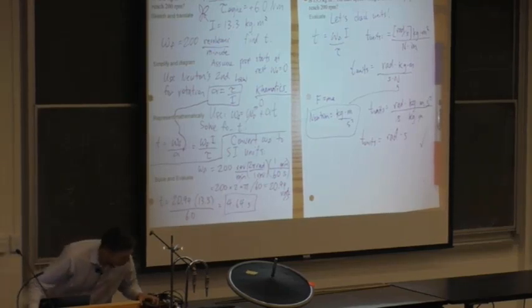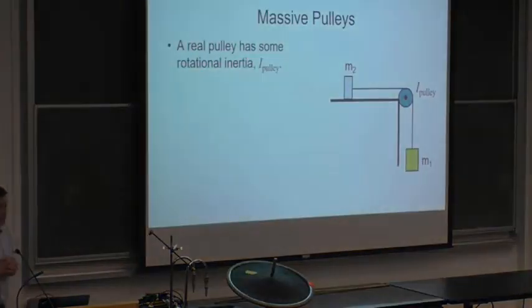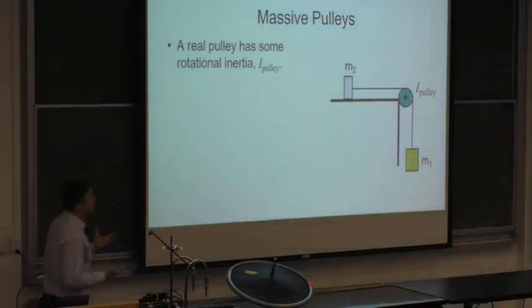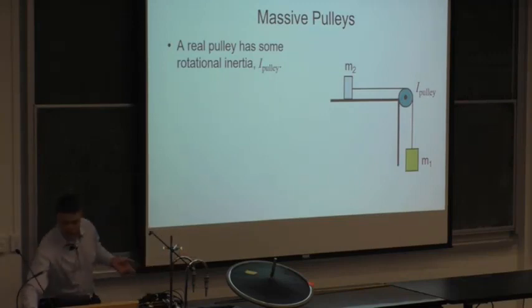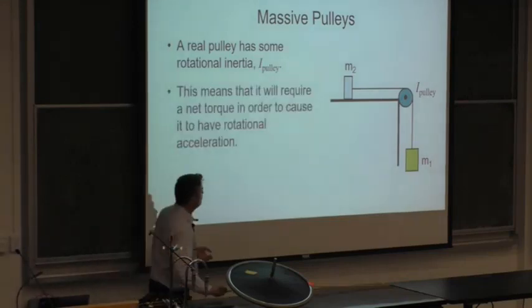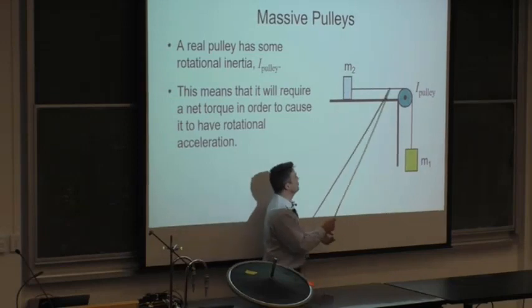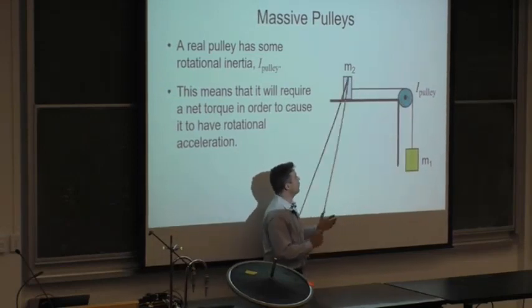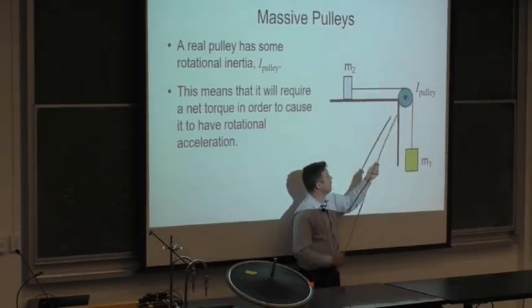Massive pulleys. A real pulley has some rotational inertia. You can imagine a frictionless surface up here, a mass m2, a pulley, and a mass m1. The whole thing's going to accelerate, right? This is going to go down.